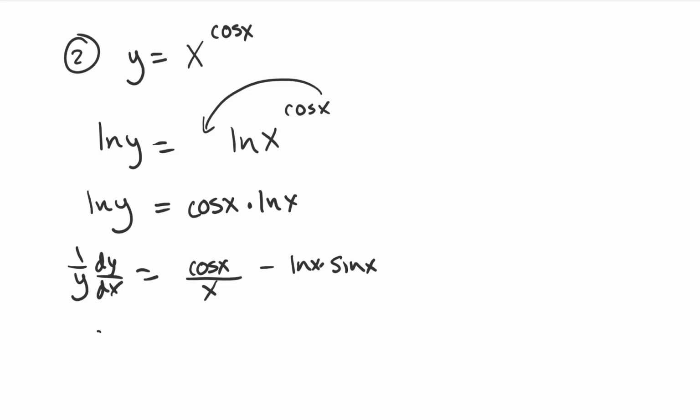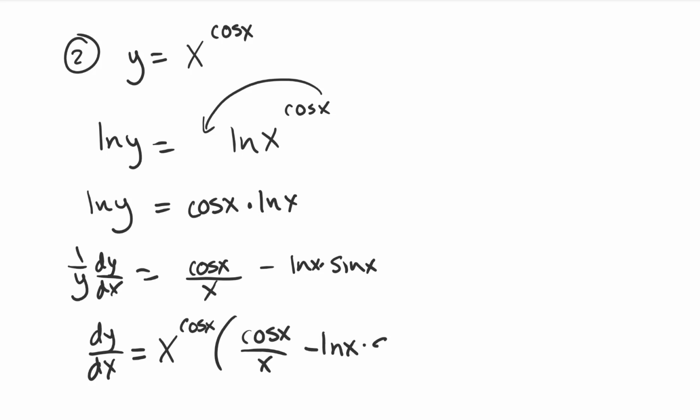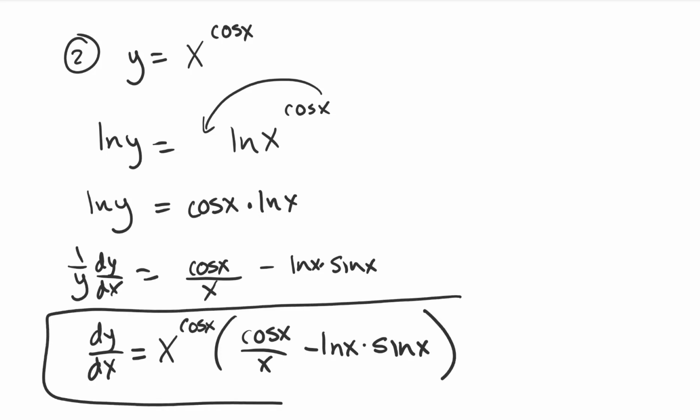Now we multiply that y over to the other side. We're not going to write it as y. We'll write it as x to the cosine of x times cosine of x over x minus the natural log of x times sine of x. And there is our solution.